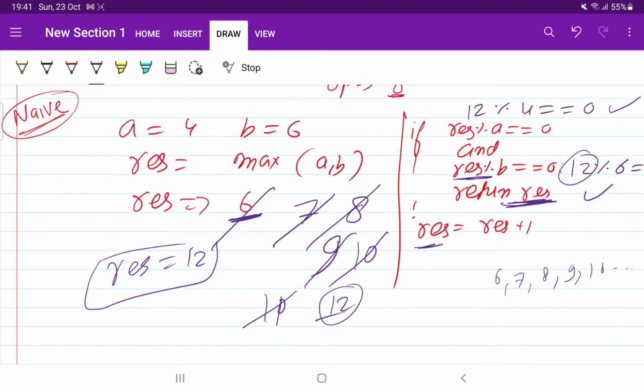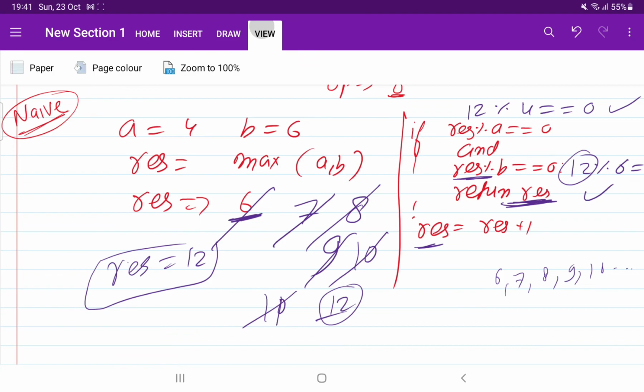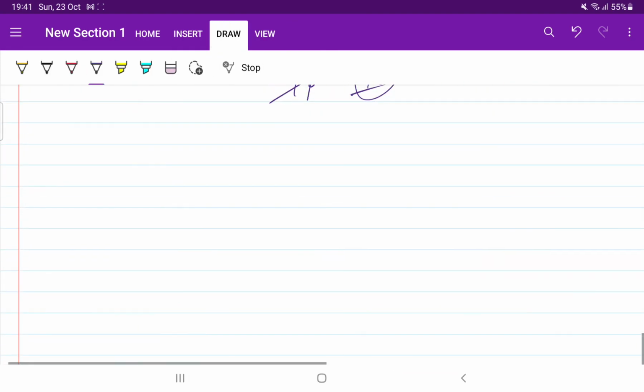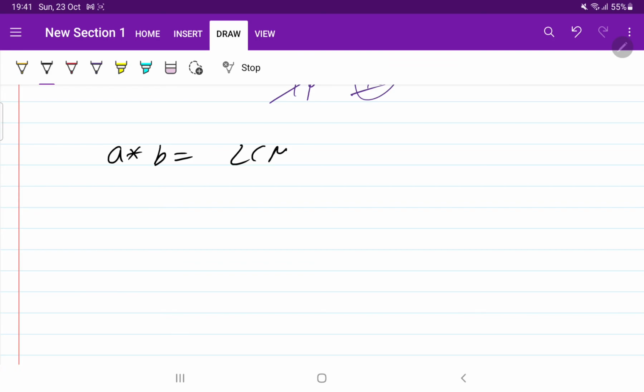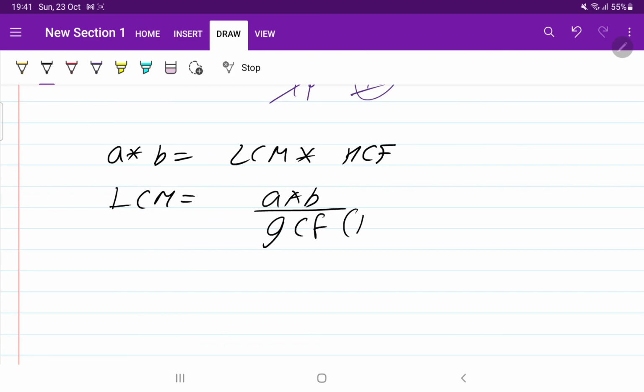This is the basic approach, because if it should come to your mind. If it is not coming, then it's also okay. But now let us see the optimized approach. We have studied one formula in the lower classes, that the product of two numbers will be equal to LCM into HCF. So if you want to find LCM, just multiply the two numbers and divide by HCF. We can say HCF is the greatest common factor also.